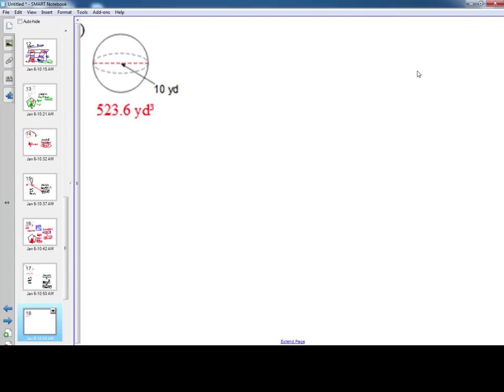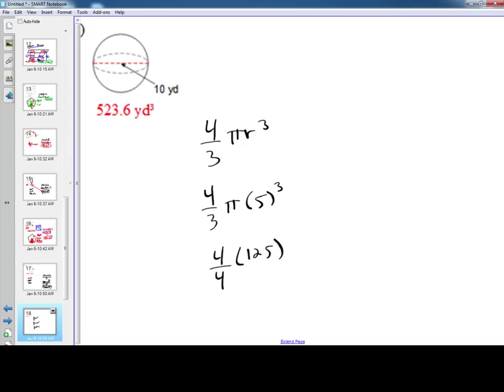The formula to find the volume of a sphere is 4/3 pi r cubed. Because this is volume now. So that's volume for a sphere. What's the radius? 5. So this is going to be 4/3 pi 5 cubed. We'll start with 5 cubed. What's 5 cubed? 125. So 4 thirds times 125 times pi.